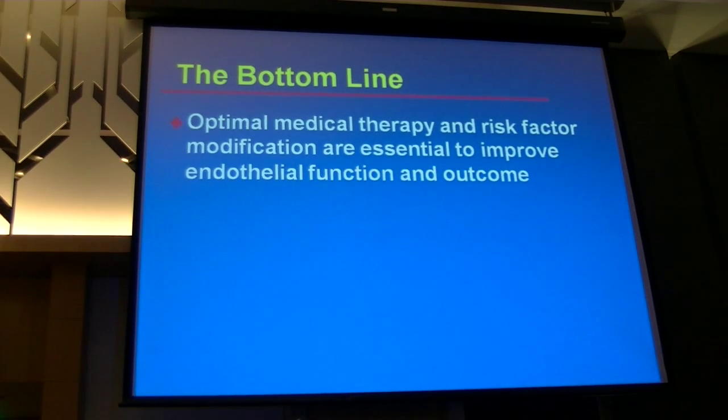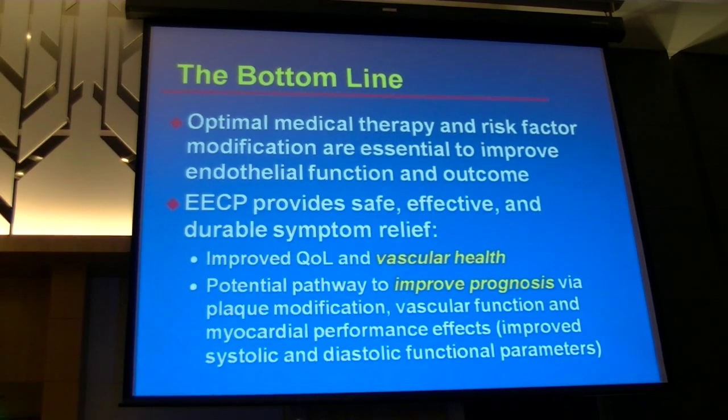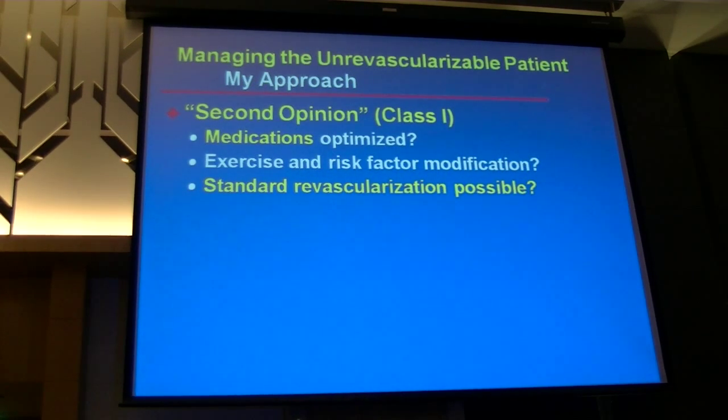The bottom line is that optimal medical therapy and risk factor modification are essential, and endothelial dysfunction is a central actor in poor outcome. EECP provides safe, effective, and durable symptom relief with improved quality of life and vascular health. And it's a potential pathway, although unproven, and I want to point that out, it's unproven, but a potential pathway to improved prognosis via improved endothelial function, as we've shown.